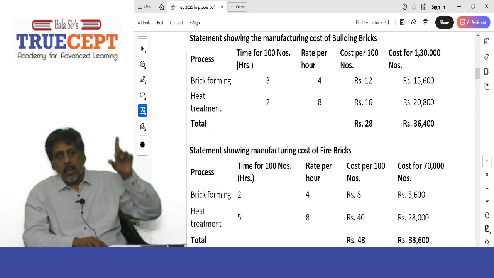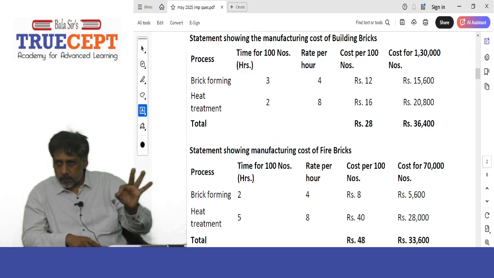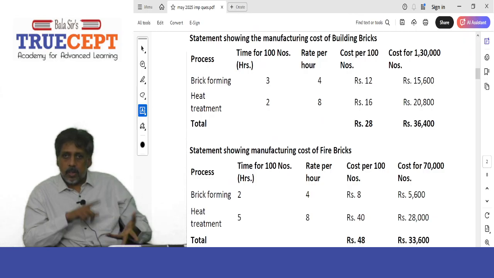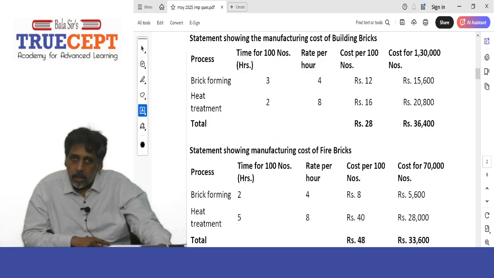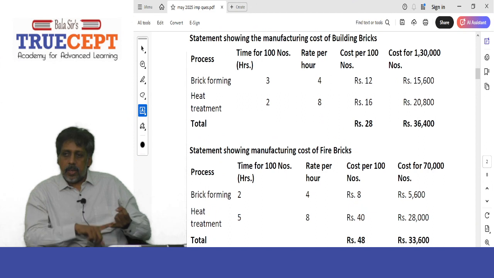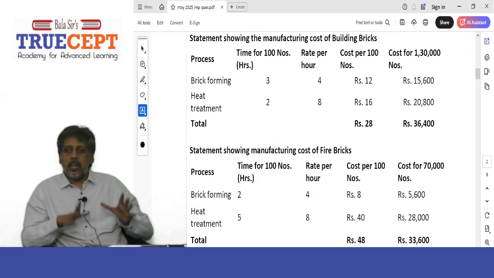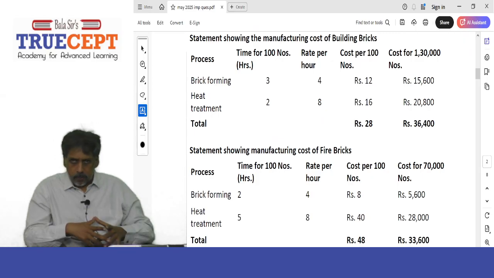Now just see, under process, what is that? Brick forming. We know we need 3 hours to produce 100 bricks, right? In process 1, 3 hours. And the rate per hour is how much? Rupees 4. What is 3 into 4? 12. Rupees 12 is the cost of producing how many bricks? 100 bricks. So 1,30,000 bricks into rupees 12 divided by 100 will give the cost of 1,30,000 bricks.